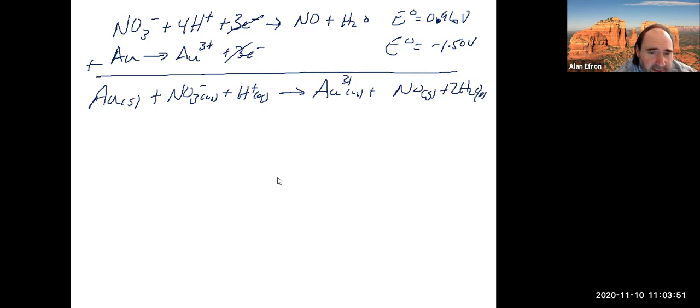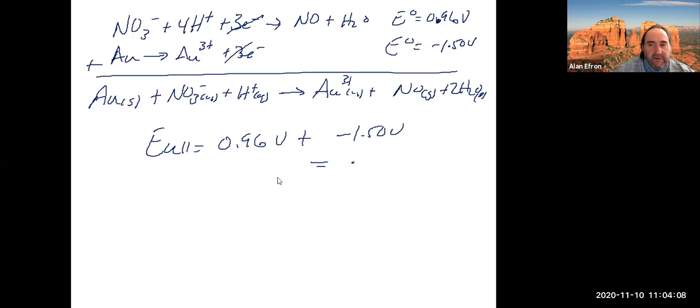And again, if you did change the sign, then you would also add these together and you'll get the same number. If you decide to do it that way, E of the cell would be 0.96 volts plus a minus 1.5 volts, giving you your minus 0.54 volts as well. So again, a reminder that you can change the sign and add them or just subtract them, and as you can see, you get the same answer regardless. Any questions on that particular one?